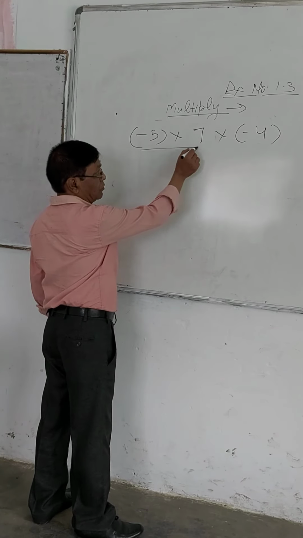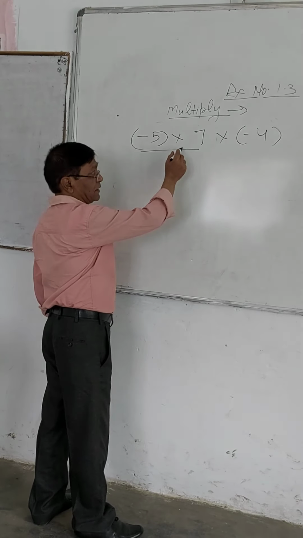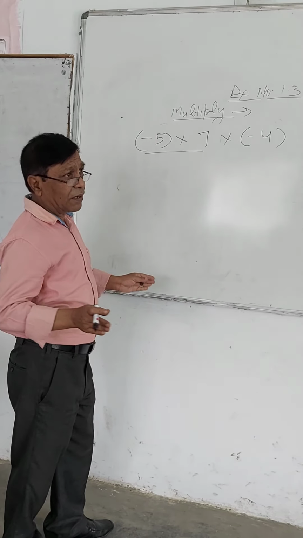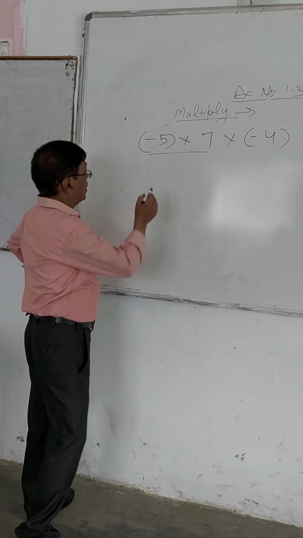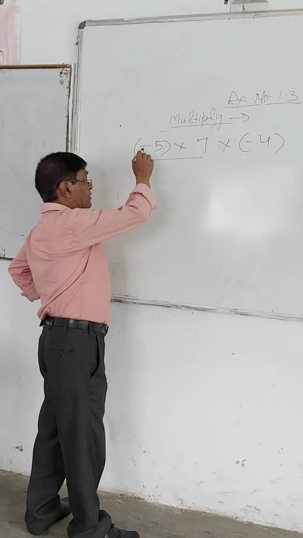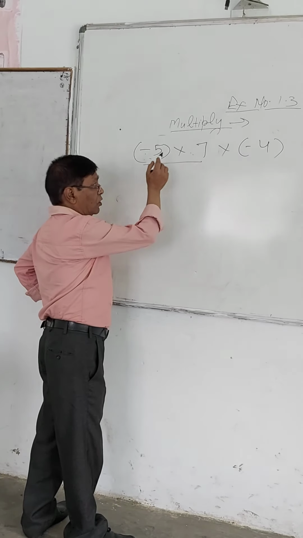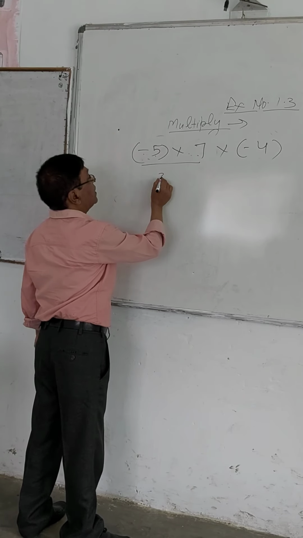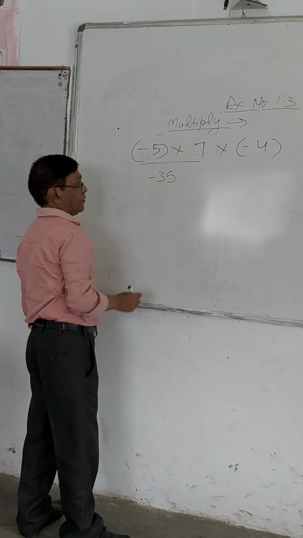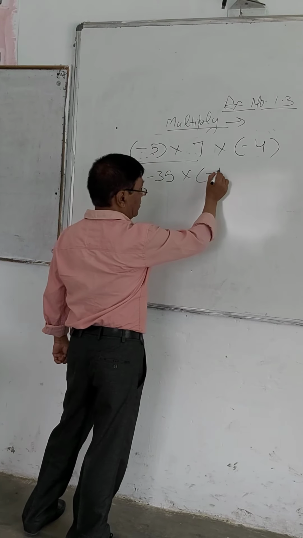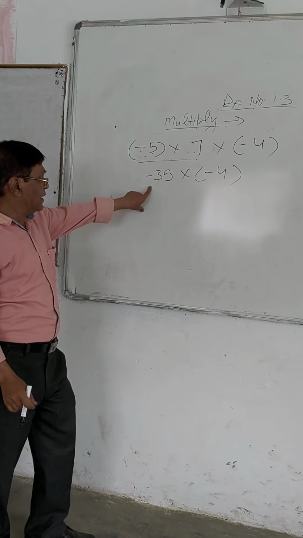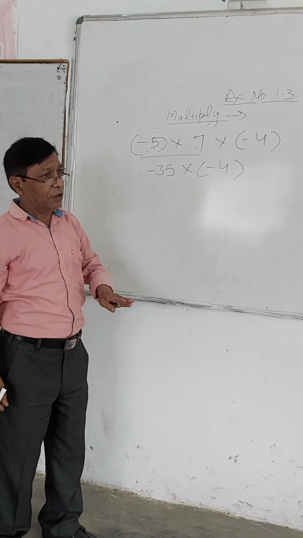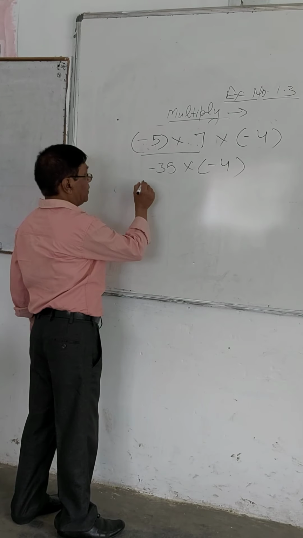First take these two. This number is negative, this number is positive. So different sign. Different sign multiplication will always be negative. If two numbers have different signs, always it will come negative. So 5 7s are 35. This is negative. Into now again, this is negative. This is also negative. So same sign multiplication will always be positive. So the result will be positive.